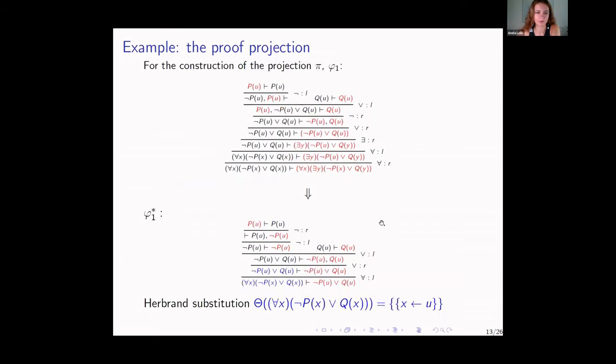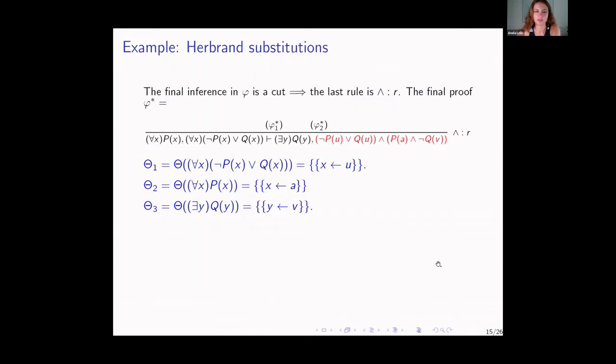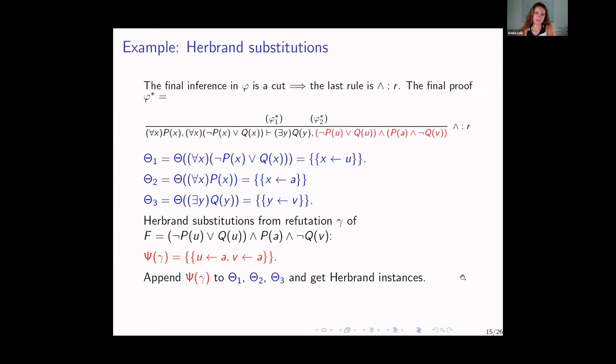And in the other proof, well, in the other part of the proof projection, I see that I get the instance u here for x. So this is how I get the instances from the proof projection. And then these instances, to get the Herbrand sequence of the CERES normal form, which is not constructed here, we need to combine it with the substitutions coming from the refutation of the characteristic formula.